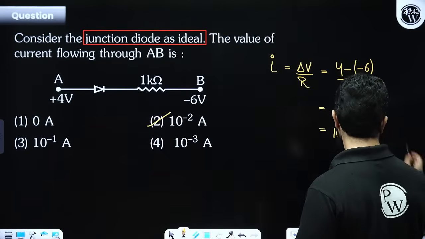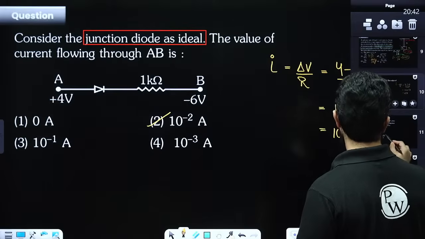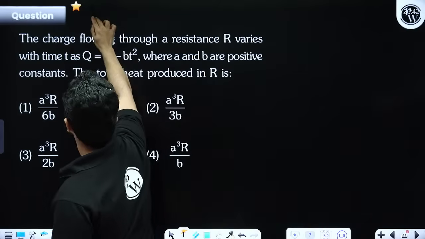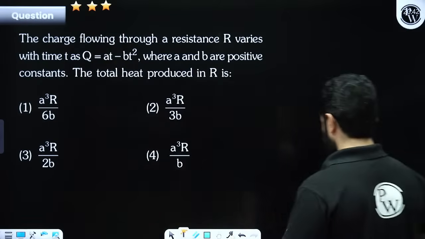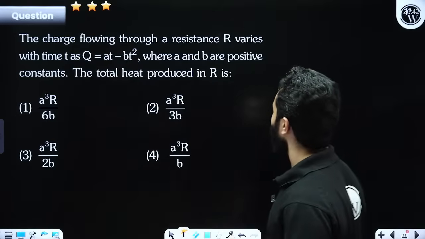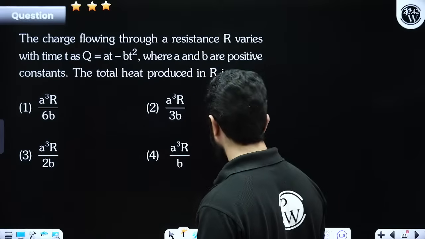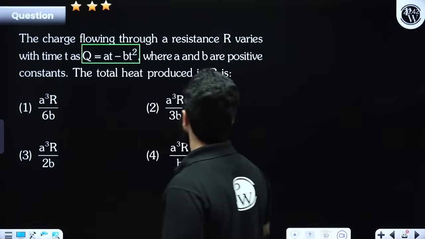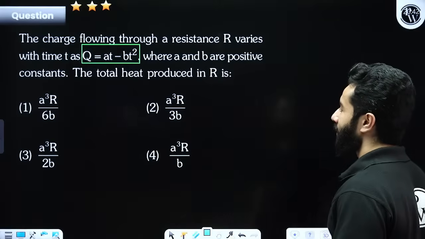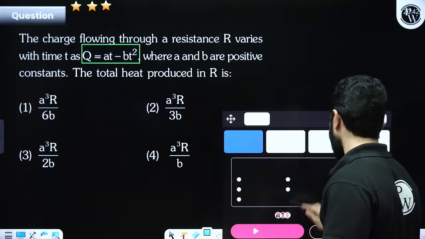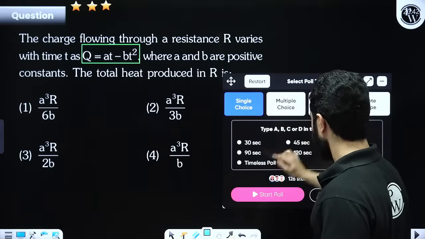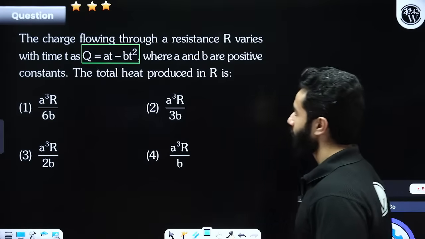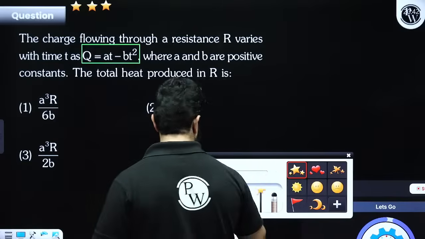Good. Moving on to the next one. Chalo, this is a nice problem again. Let's start. They are saying that the charge flowing through a resistance R varies as this, where A and B are positive constants. The total heat produced in R is? Let's start. 90 seconds. Let's begin. Nice problem. Please understand.